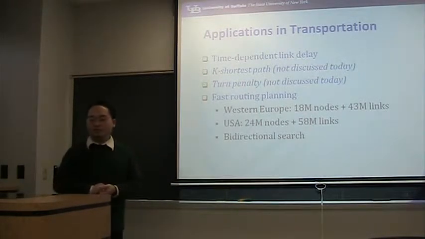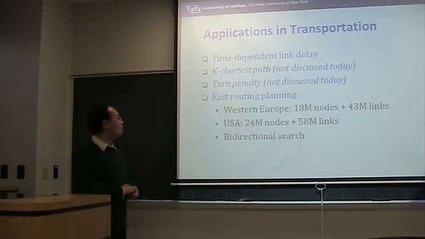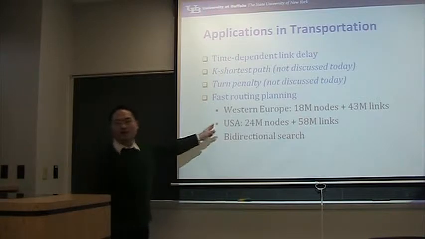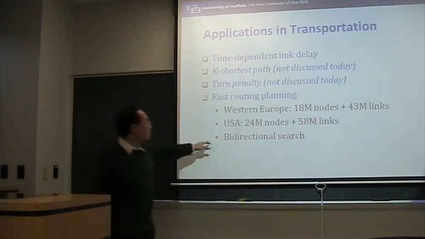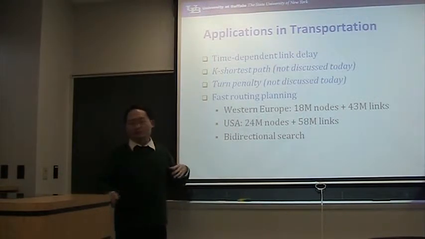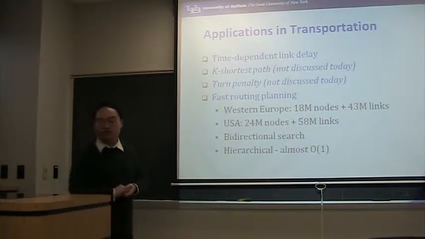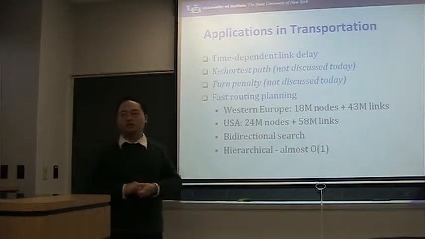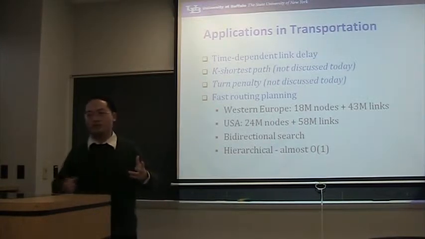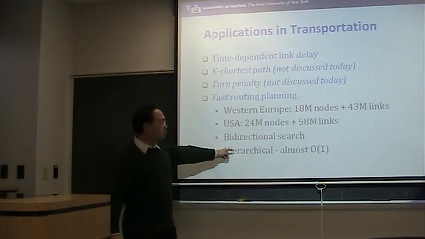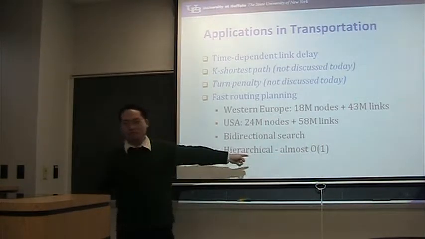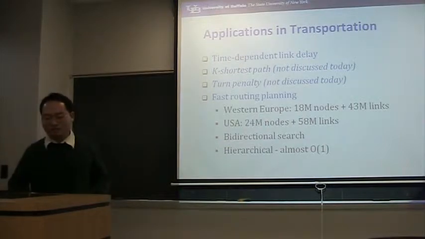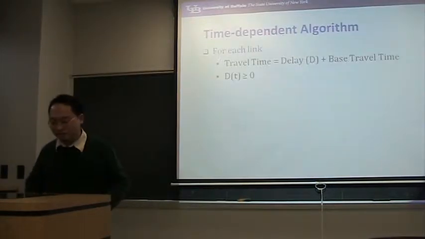So there are some feasible solutions, but don't give up. There is hope. I will introduce very soon. First one is called bidirectional search. The second thing is the ultimate solution called hierarchical. This is the one that Google is using. All these things, all these GPS things are using. We reduce the time complexity to almost 0.1. See, almost 0.1. How can you imagine that? I'm going to introduce this to you.